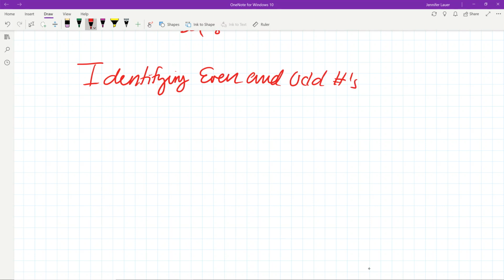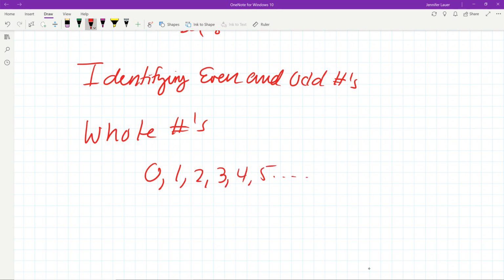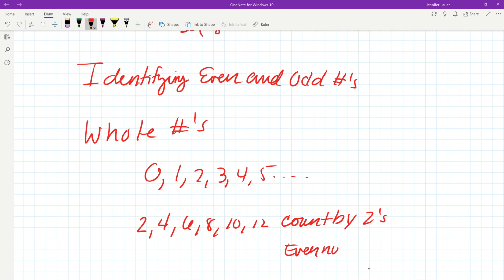Essentially, whole numbers are counting numbers with a zero. So if I were to ask you to list the whole numbers, you would say 0, 1, 2, 3, 4, and so on and so forth. If we were to count by twos, as we learned in sequencing, we would say 2, 4, 6, 8, 10, 12. When you count by twos, you end up with even numbers. These are considered even numbers.